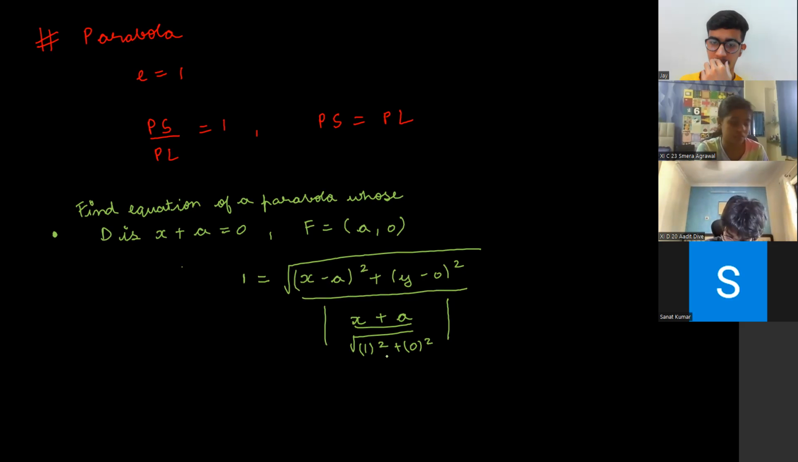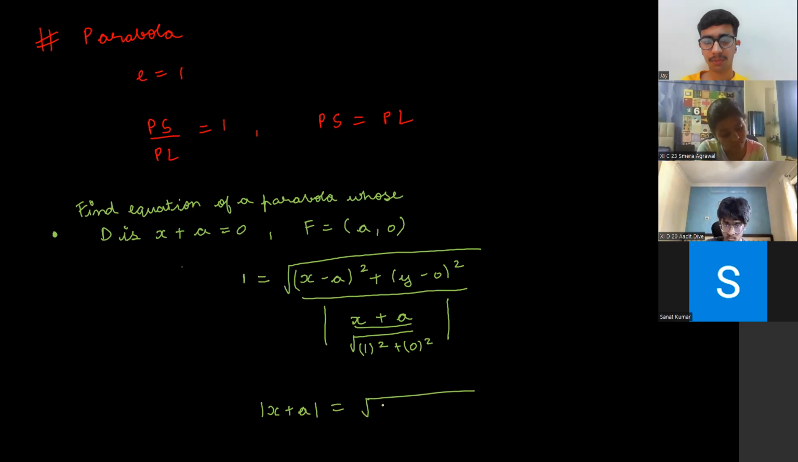And then to remove the square root and the mod, we just have to square the whole thing, right? Right. So when you solve this, you'll get mod of x plus a is equal to square root of x minus a whole square plus y square. Quickly solve this and tell me the equation.